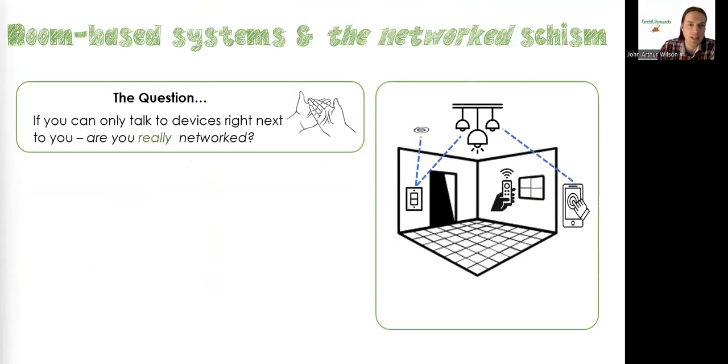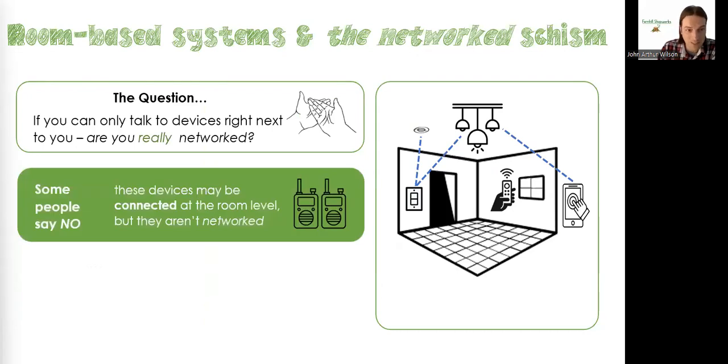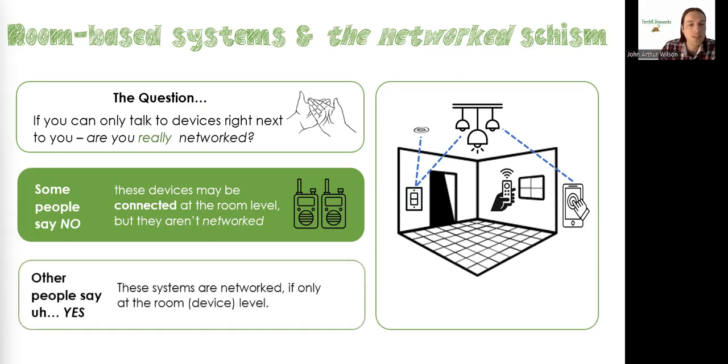I like to describe this as room-based systems and the networked schism. The question is, if you can only talk to a device right next to you, are you really networked, right? That's the question. And some people say no. They say these devices may be connected at the room level, but they aren't networked. They're more like walkie-talkies, right? And then we have this other group of people who say, yeah, they are networked, if only at the room or device level. And I bet if we had 100 people in a room and we put this out there, it would be almost a 50-50 split in what people would pick.